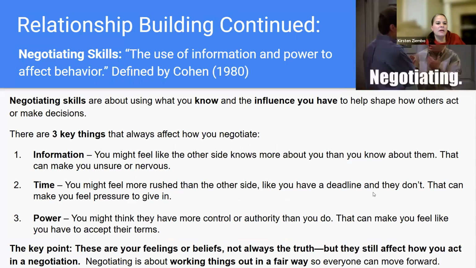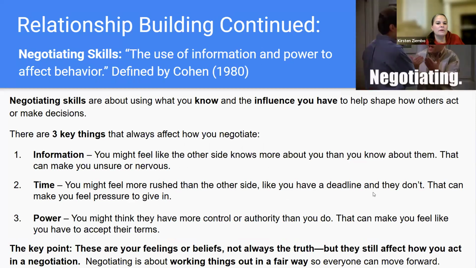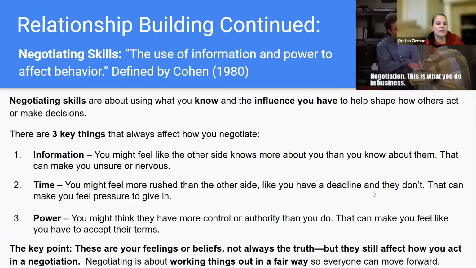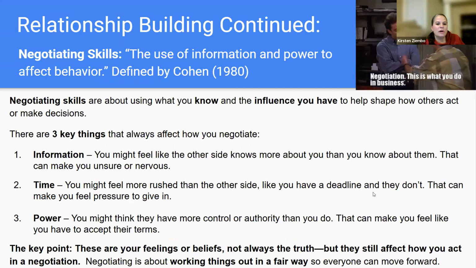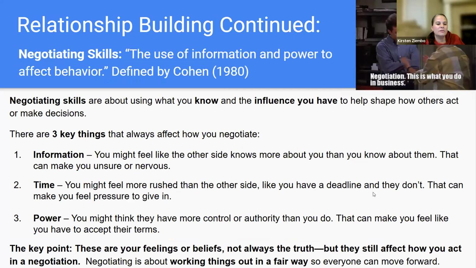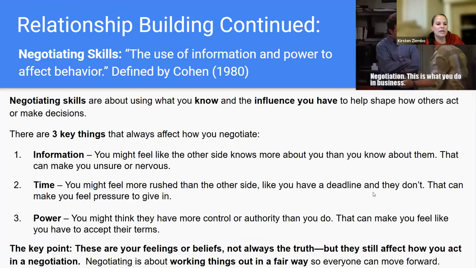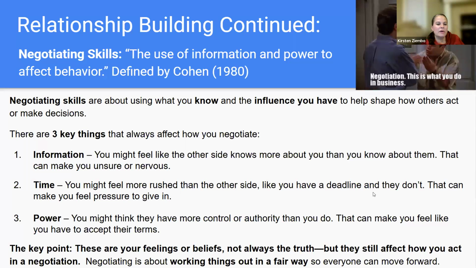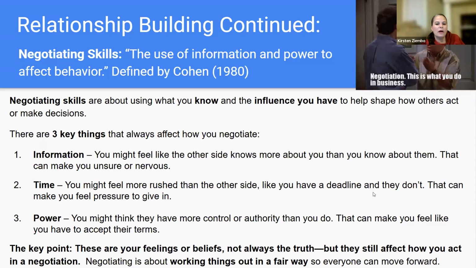Negotiation skills. Negotiating skills use the information and power to affect behavior, as defined by Cohen. Negotiating skills are about using what you know and the influence you have to help shape how others act or make decisions. There are three things that affect how you negotiate: information, time, and power. With information, you might feel like the other side knows more about you than you know about them, and that can make you unsure or nervous.